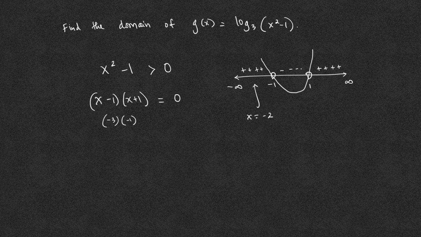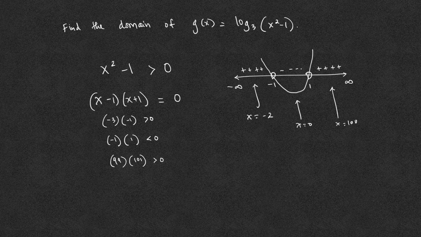And then we pick a number in the second interval, 0 for example. We see that this is 0 minus 1, which is negative 1, times 0 plus 1, which is 1. So a negative times a positive is a negative. And then we pick another number in the third interval, 100 for example. 100 is between 1 and infinity for sure. 100 minus 1 is 99, and 100 plus 1 is 101. A plus times a plus is positive.